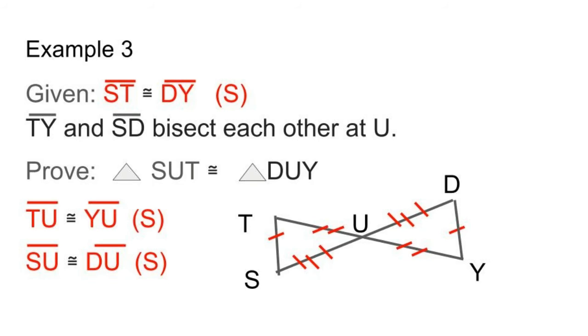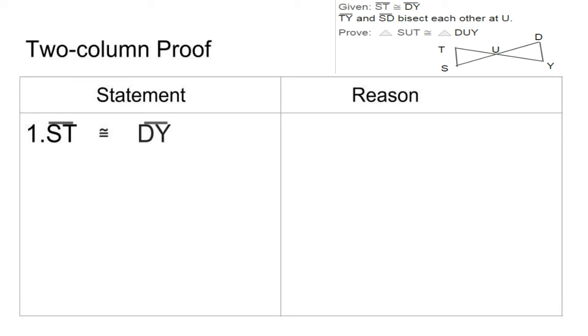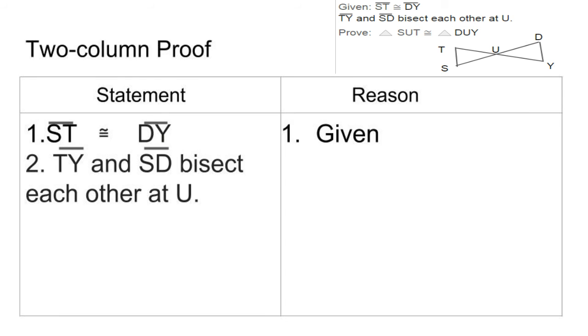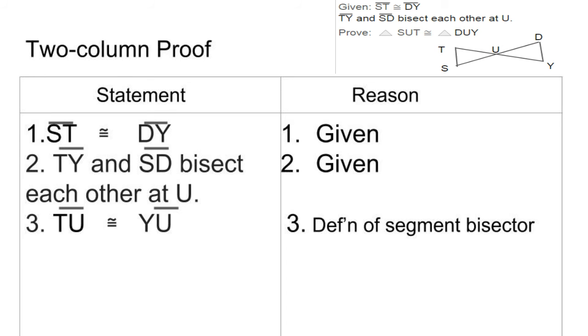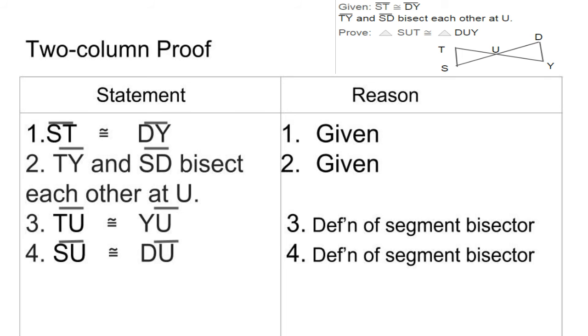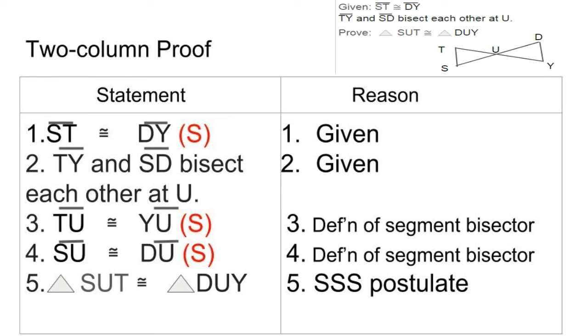Now that we already have three corresponding sides congruent, let's start our two-column proof. Our first statement is segment ST is congruent to segment DY, that is given. Number 2, segment TY and segment SD bisect each other at U, that is also given. Third statement is segment TU is congruent to segment YU, that is definition of segment bisector. And number 4, segment SU is congruent to segment DU, again definition of segment bisector. We already have three sides congruent, so triangle SUT is congruent to triangle DUY, that is SSS postulate.